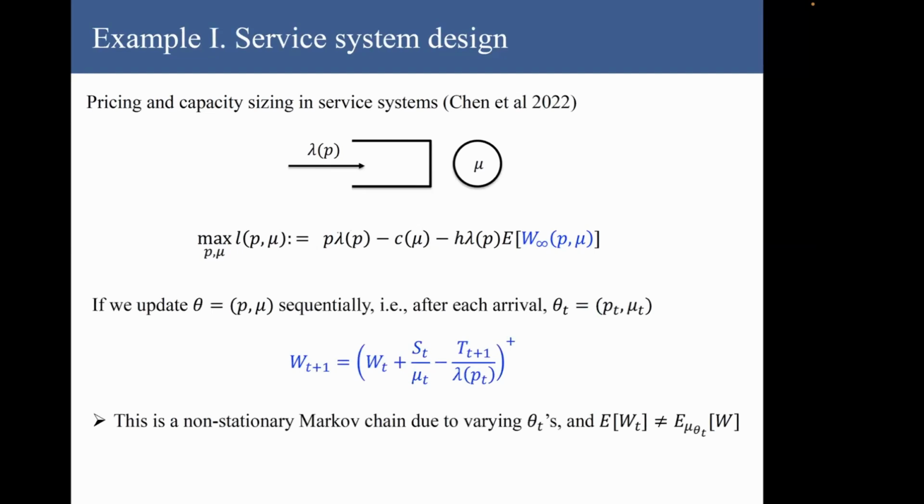Now, similar to what I described before, if I update this parameter in a fully online fashion, meaning that I see an arrival and then I do a gradient update of this theta_t, then I still have a Markov chain. It still follows this nice recursive formula. But because these mu_t's and p_t's keep changing from one step to another, I'm actually dealing with a non-stationary Markov chain.